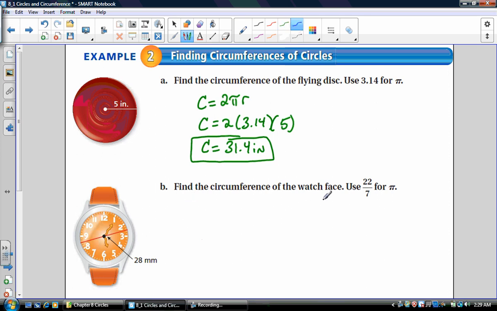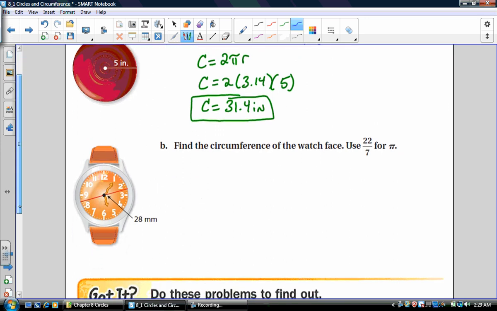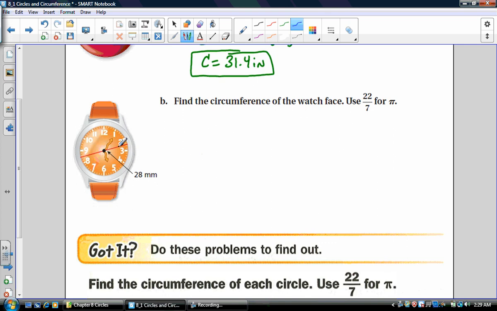Example B. It says find the circumference of the watch face. Use 22/7 for pi. Right, and we look at this watch face here. We're told that the diameter is 28 millimeters. So we would write our formula first. Circumference is equal to pi times the diameter. If we're given the diameter of the circle, we use this formula. And in the previous problem where we were given the radius, right, we would use 2 times pi times r. So circumference is going to be equal to, we're told to use 22/7 times the diameter, which is 28.